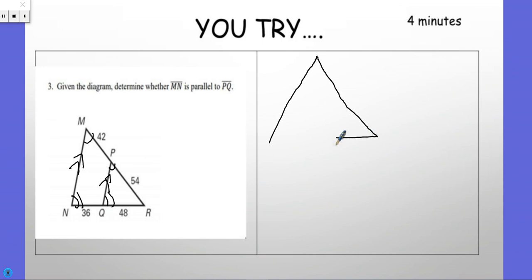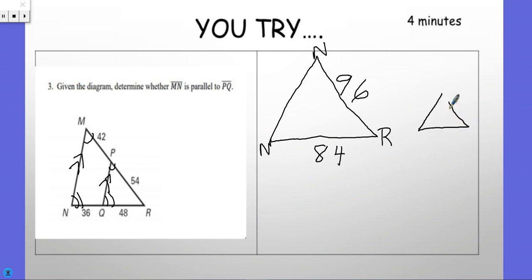So I'm going to draw the big one first. M, N, R. This would be this side we don't know anything about. This side right here, N to R, I need to add this, so it becomes 84. And this side over here becomes 96. You add these two together. And then I'm going to draw the little triangle. And I'm going to put P, R, Q. This is 48. And this is 54.